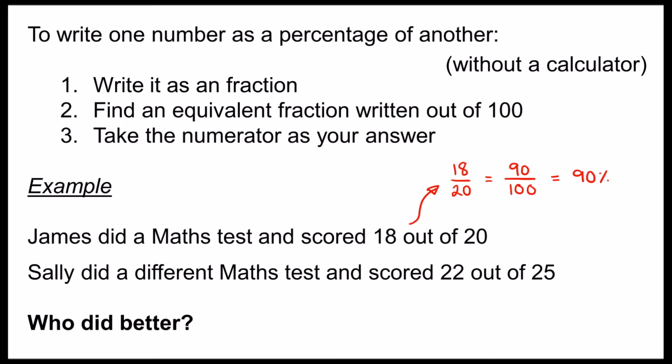I can do the same thing in this second part. Sally took a different maths test and scored 22 out of 25. To get this as a fraction out of 100, I need to multiply the top and the bottom by 4. 22 times 4 is 88. That therefore means that Sally got 88% on her maths test.